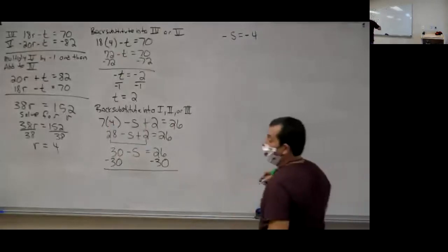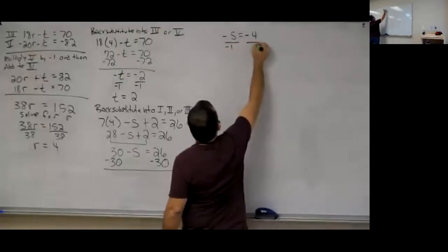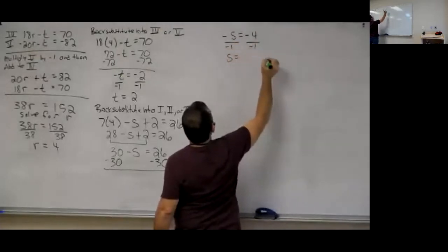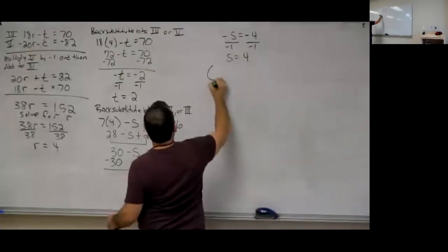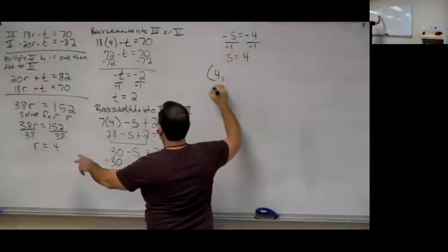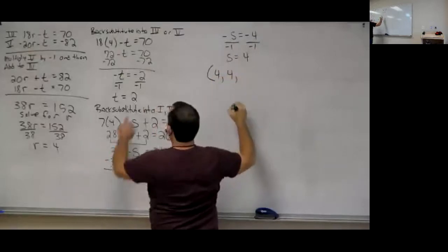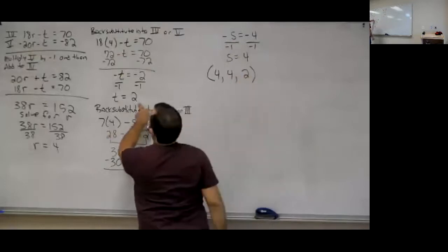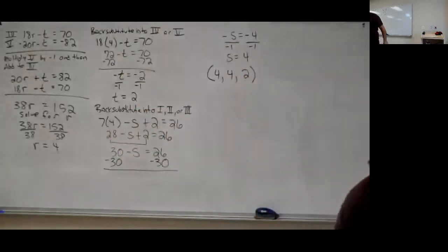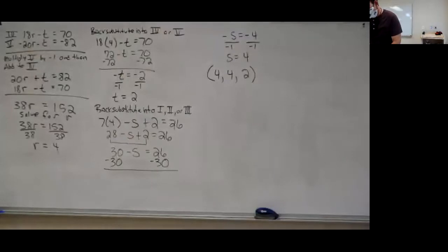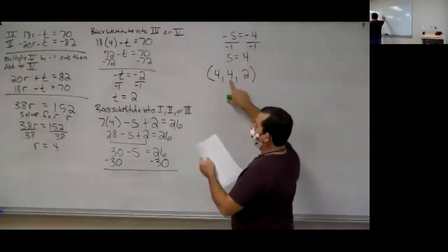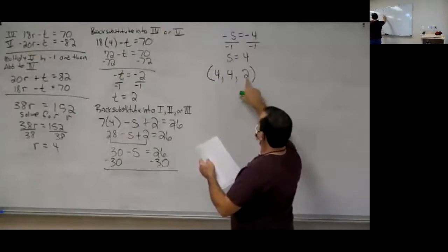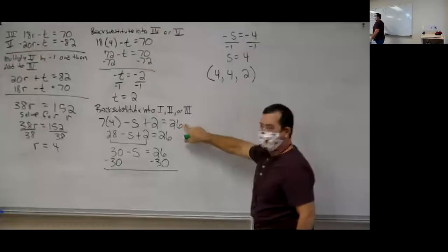And then once again, divide by that -1. Can't keep the S negative, so we divide by -1. And look at that, S is a positive 4. So it looks like I got R is 4, S is 4, and T was 2. Then you can just plug that into any of them. So 7 times 4 is 28, minus 4 is 24, plus 2 is 26. Okay.